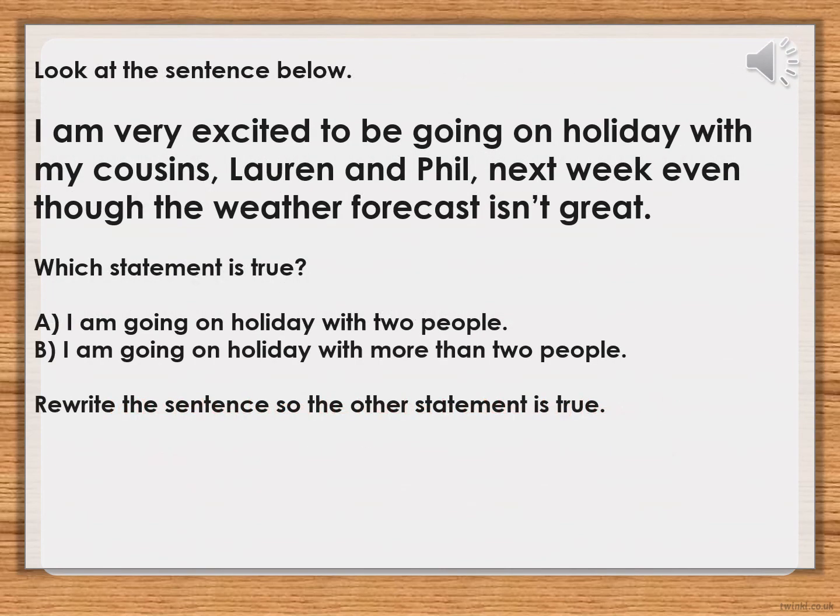Look at the sentence below. I am very excited to be going on holiday with my cousins, Lauren and Phil, next week, even though the weather forecast isn't great. Which statement is true? A, I am going on holiday with 2 people, or B, I am going on holiday with more than 2 people. Rewrite the sentence so that the other statement is true. Pause the video and have a go.